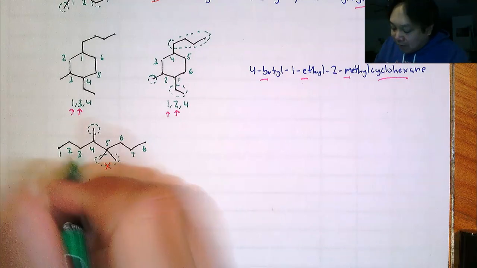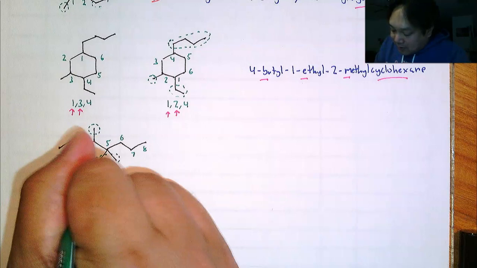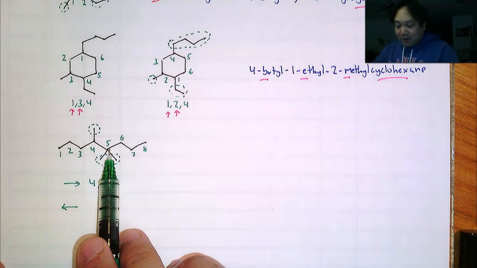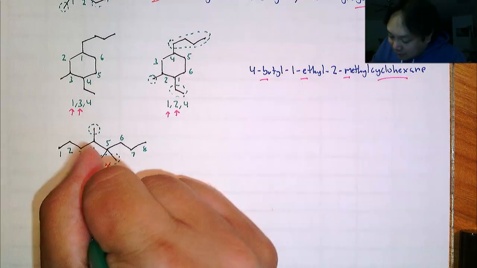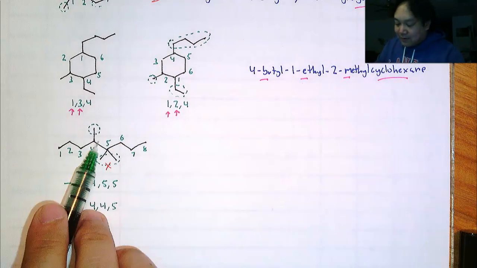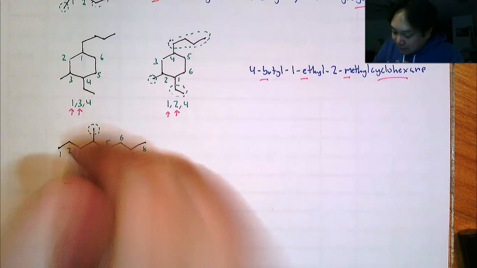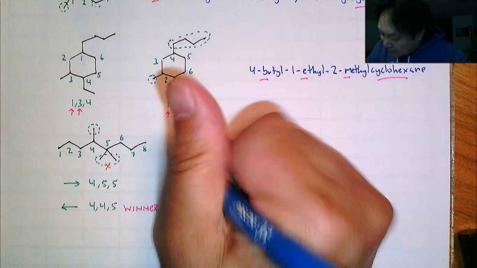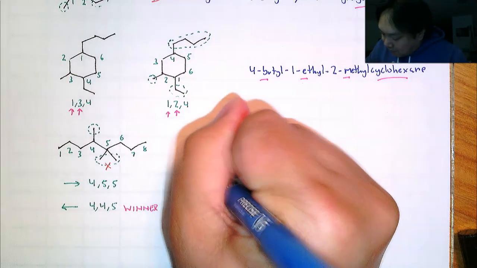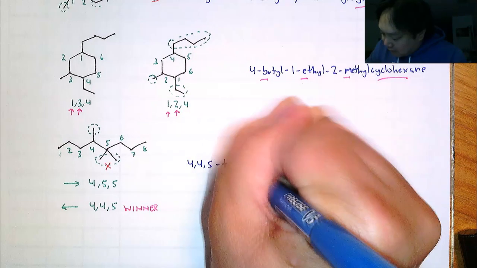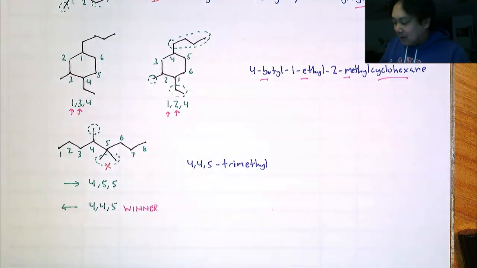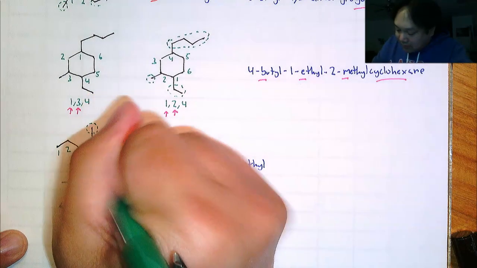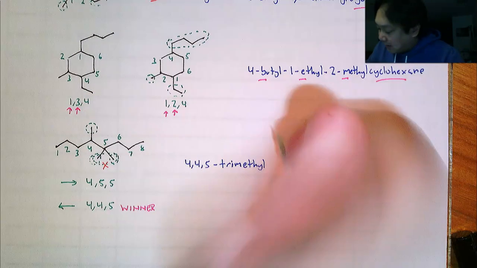If I number it from right to left, interesting: 1, 2, 3, 4, 5, and we have 2 methyls at 4. So this would be 4, 4, 5. The winner is this one. I'm good to make it under 30 minutes. 4, 4, 5 trimethyl. They're all methyl groups. I made that mistake on purpose, but I should have circled these 2 separately. Trimethyl octane.